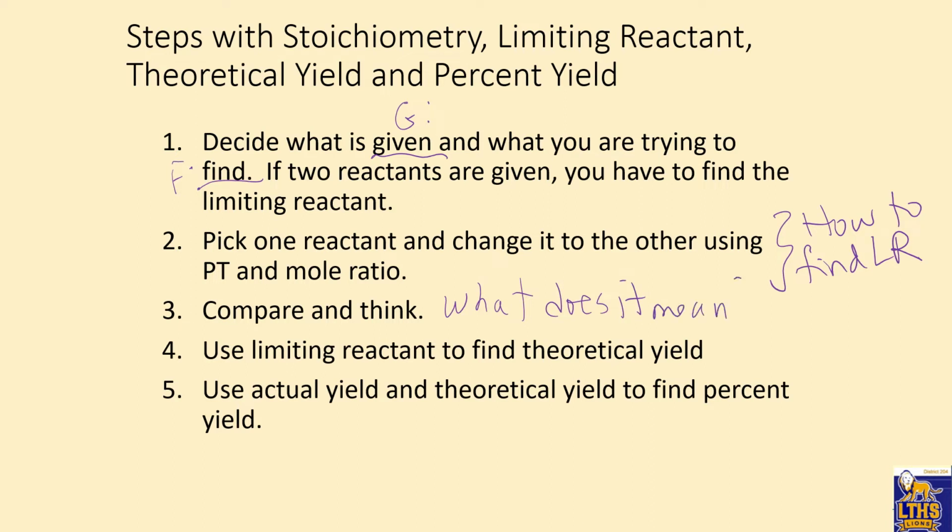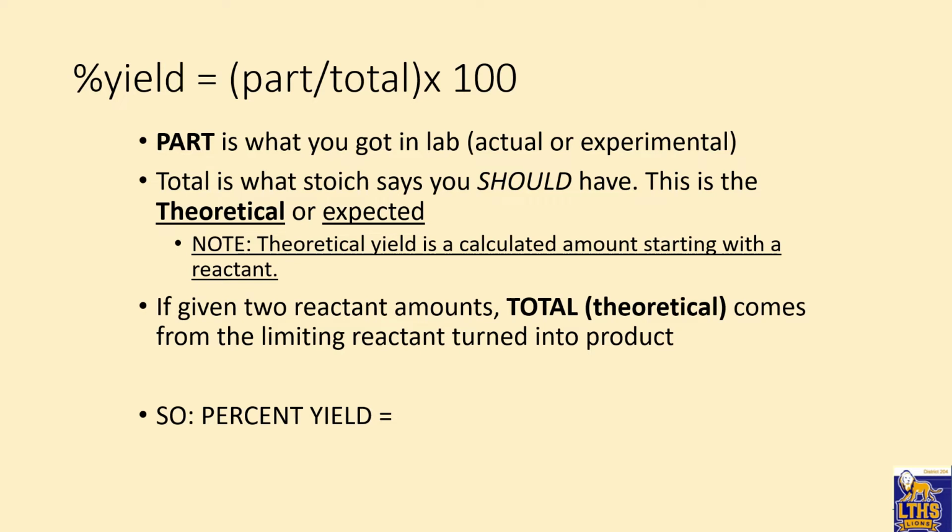All right, we'll practice. You already did, but we'll practice some more. Once you know the limiting reactant, you use the limiting reactant to find the theoretical yield. And so that means turn the limiting reactant into product. So yield is always a product. Then use the actual yield and the theoretical yield to find the percent yield, and then you're all set. Well, let's see. So percent yield.